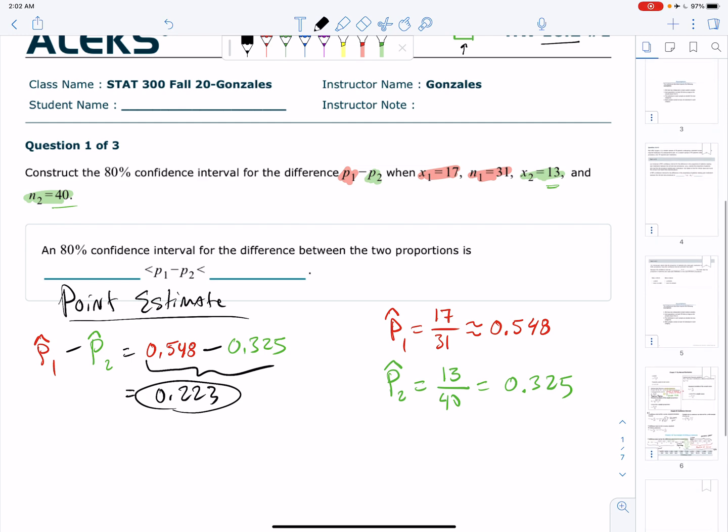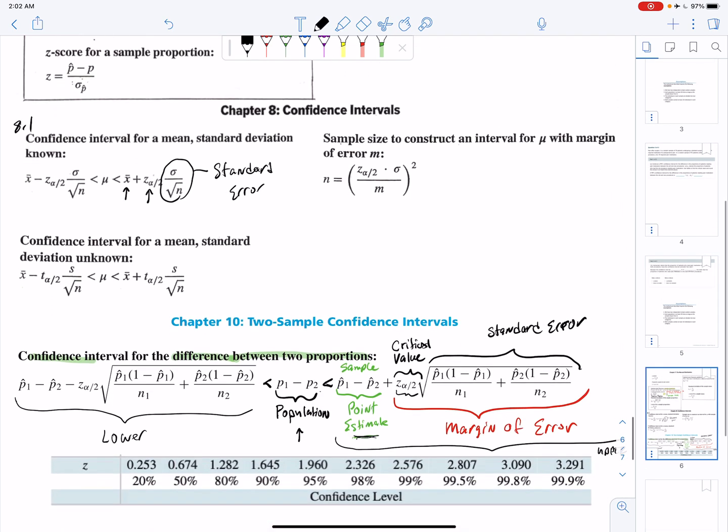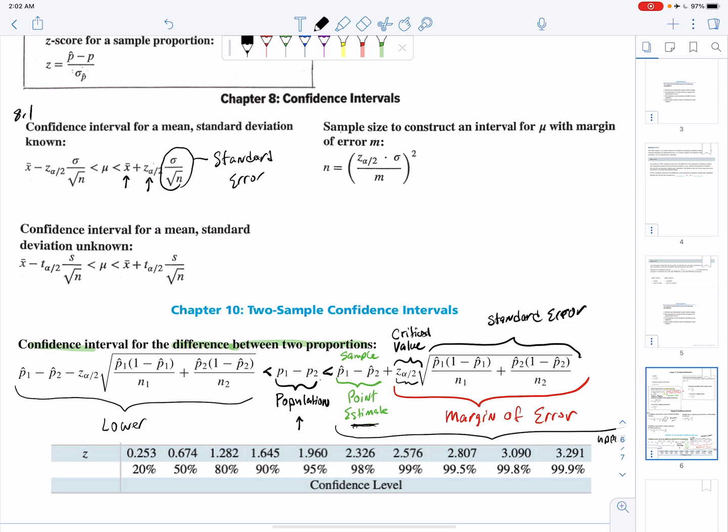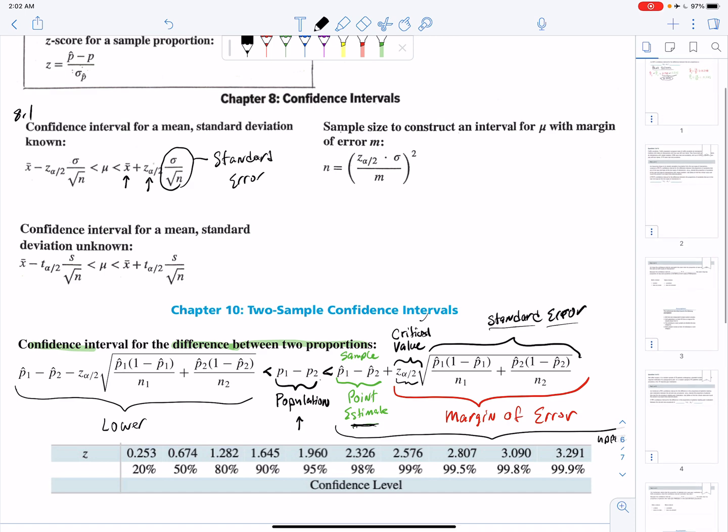Okay, so we're just picking away the little pieces that we need. I've got my point estimate right here. The critical value is going to be really easy because we just looked that up. Let's tackle this difficult standard error. That's the tough one.